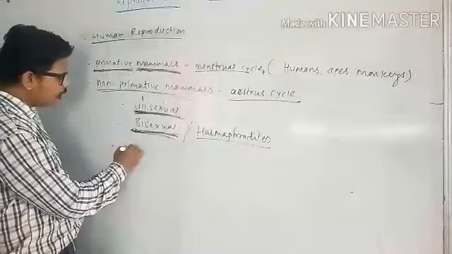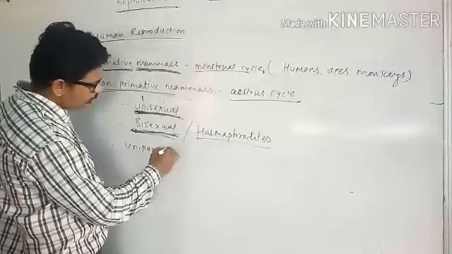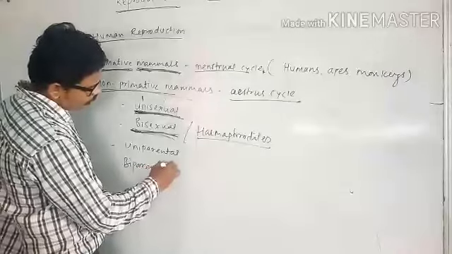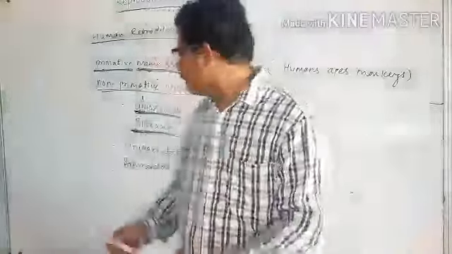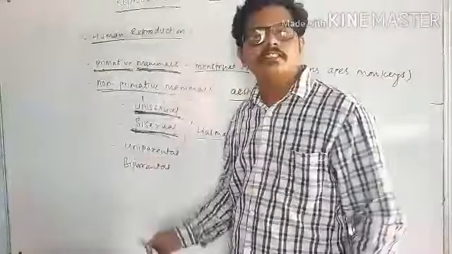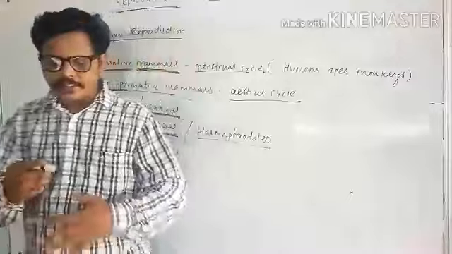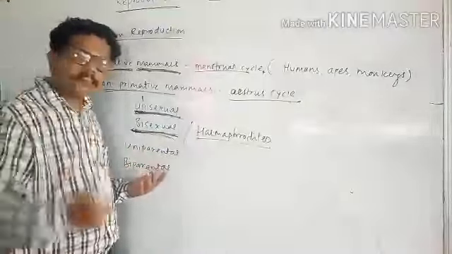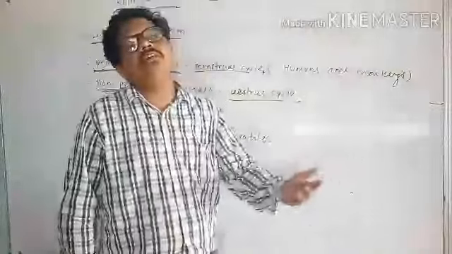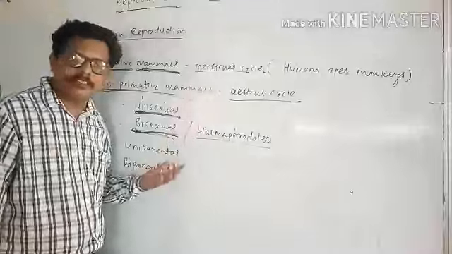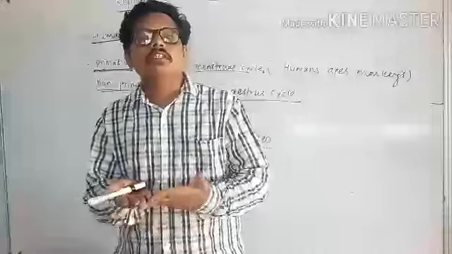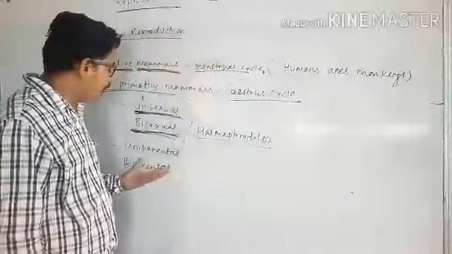Next terminology, uniparental and biparental. What is the difference between uniparental and biparental? Uni means one, bi means two. So for reproduction in uniparental animals only one parent is needed. Those animals in which only one parent is involved in reproduction are called uniparental animals, while the animals in which two parents are involved in reproduction are called biparental animals.